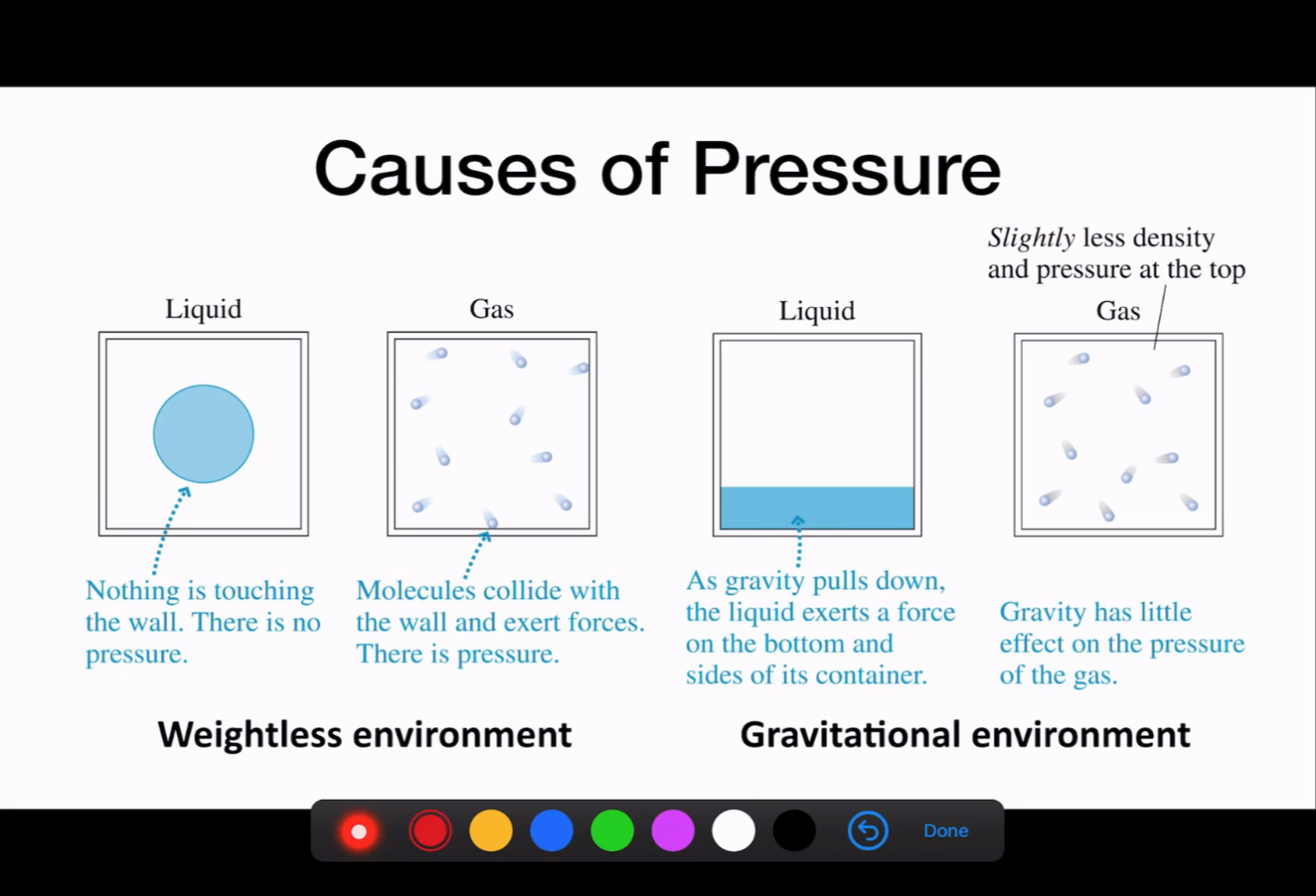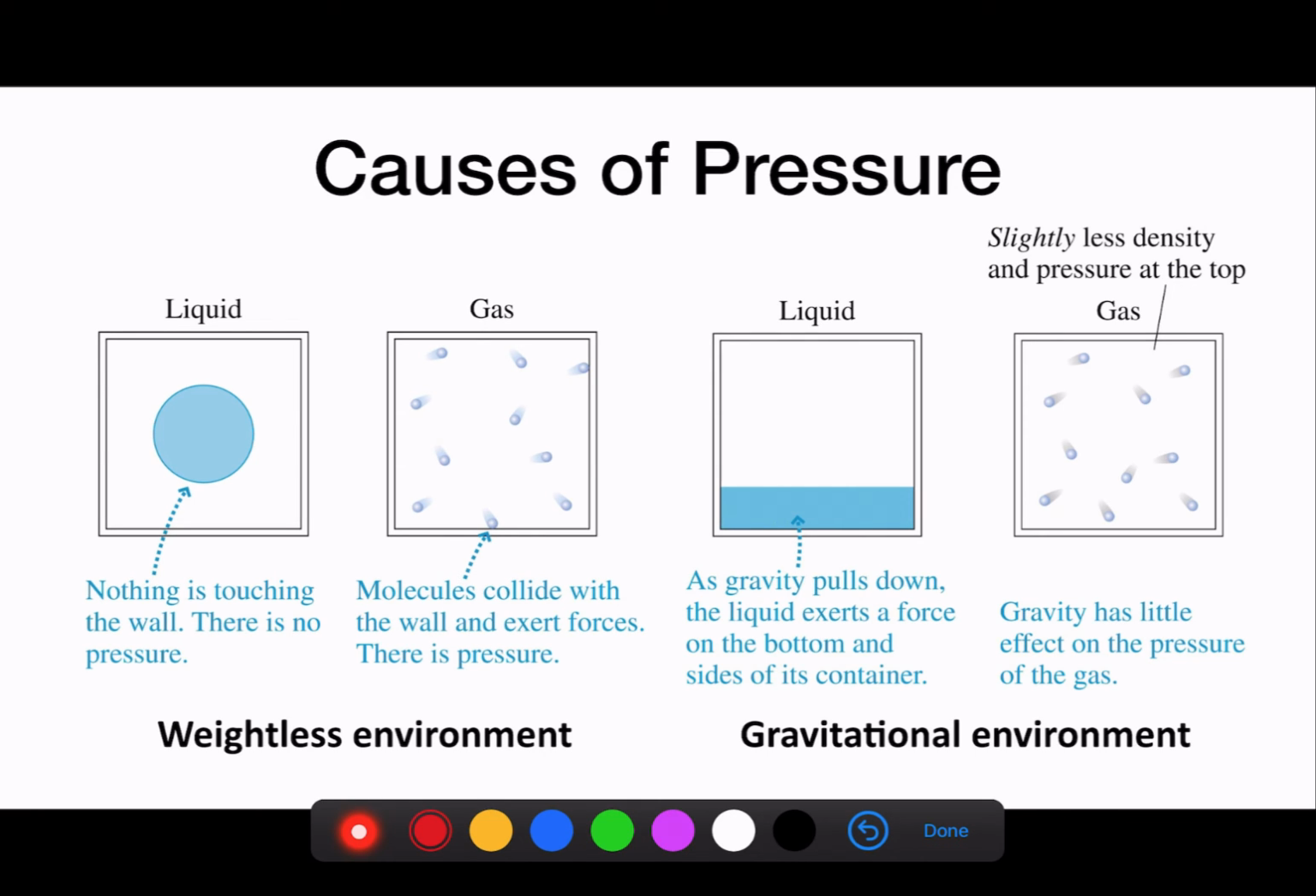On the far left, the one marked liquid, the mercury is kept at a regular temperature, so it's still a liquid. And that little ball of liquid mercury, since this is up in space, is just floating together in a little ball. So it's not touching any of the sides of the container. Since it's not touching, there's no force exerted on it. There is no pressure.